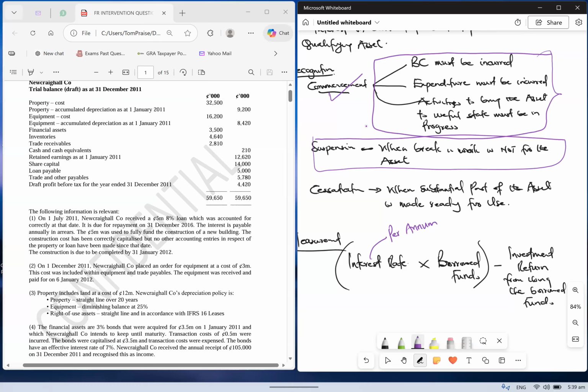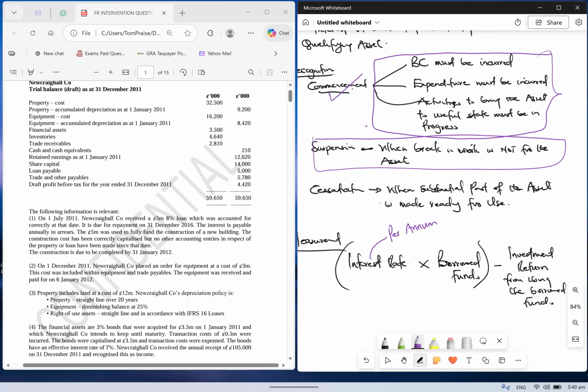If the thing is not in the interest of the asset, then you have to suspend. Then lastly, when they finish the project, the job is done. You can't continue capitalizing the borrowing cost. So these are issues of the borrowing cost you need to know. All right. So that is that.